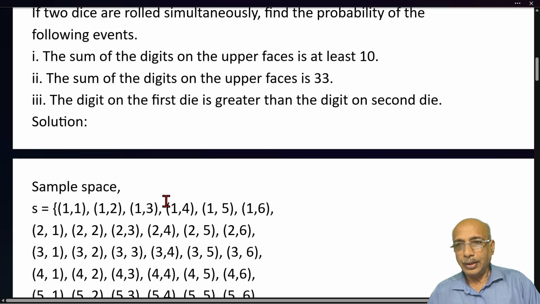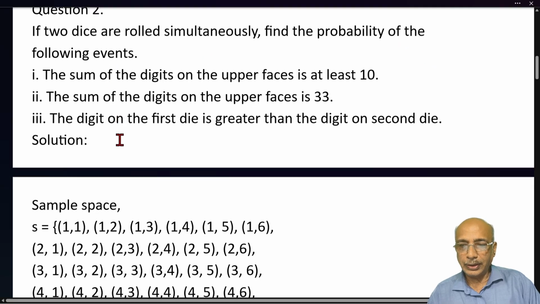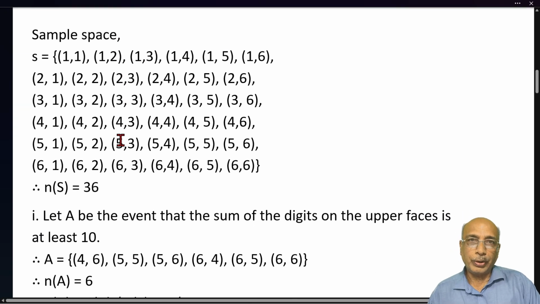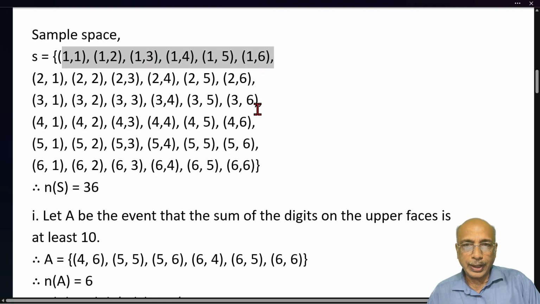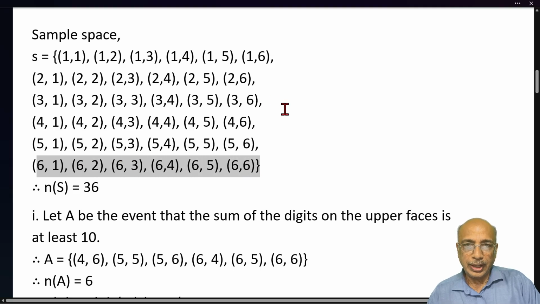Next question. If two dice are rolled simultaneously, find the probability of the following events. 3 events are given. We'll see one by one. Sample space we first have to write, and how to write, I told you. First you write 1, 1, then 1, 2, 1, 3, 1, 4, 1, 5, 1, 6. In the second line you write 2, 1, 2, 2, 2, 3, 2, 4, 2, 5, 2, 6, up to 6, 1, 6, 2, 6, 3, 6, 4, 6, 5, 6, 6, as shown here. It will go very easy. Therefore, N of S equals 36.